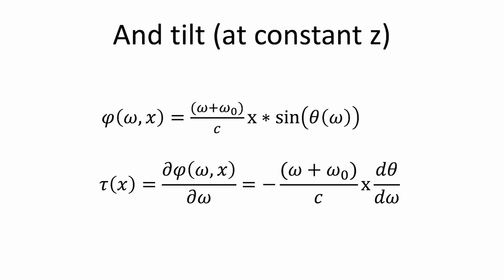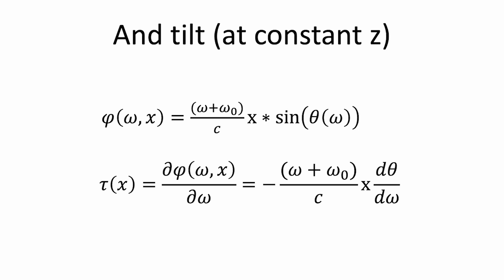You see that the time delay depends on x, is proportional to the lateral displacement. That is, the time delay depends on the lateral displacement. That's a tilted pulse. It doesn't arrive to the z equal constant plane at the same time at all positions. It's tilted. And the sign of the tilt depends on the sign of the derivative of the angular dispersion, the derivative of the angle with respect to frequency. If you change the sign, you change the sign of the tilt, but you don't change the time delay dispersion.